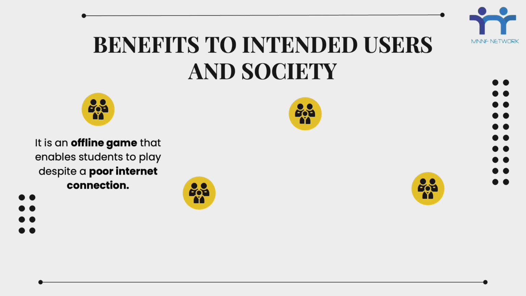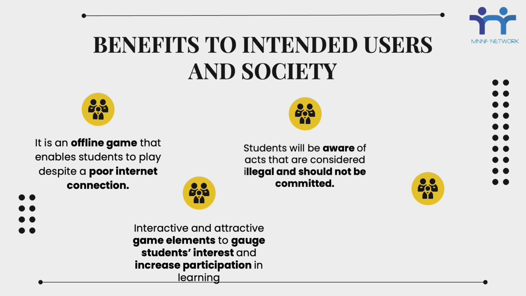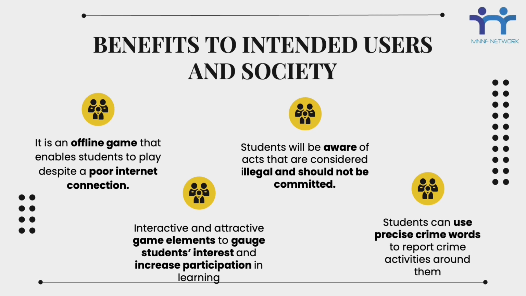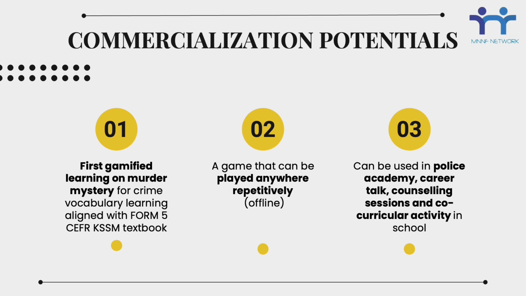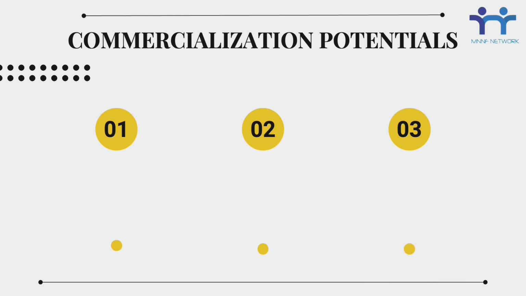It is an offline game that enables students to play despite a poor internet connection, and has game elements to gauge students' interest and increase participation in learning. Students will be aware of acts that are considered illegal, and they can use precise crime words to report crime activities around them. As for commercialization potentials, it is the first gamified learning on murder mystery, a game that can be played anywhere repetitively and can be used in police academy, career talk, counseling sessions, and co-curricular activity in school.